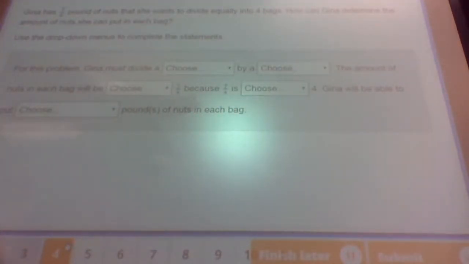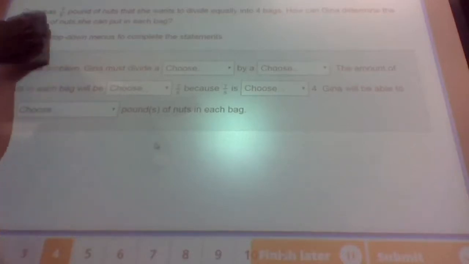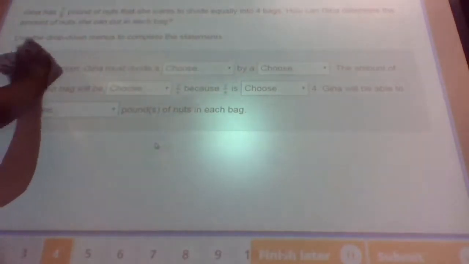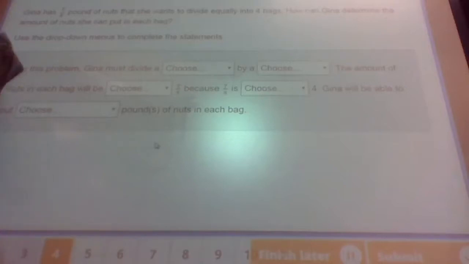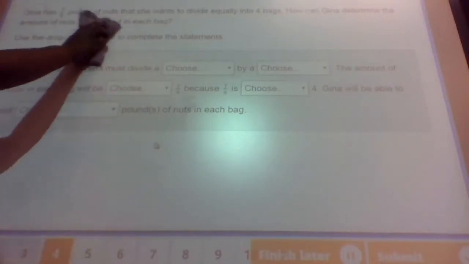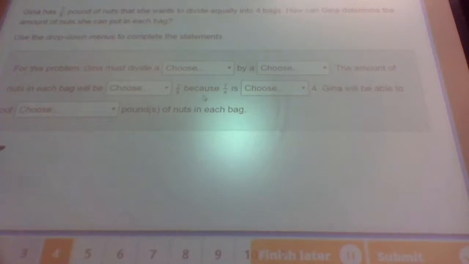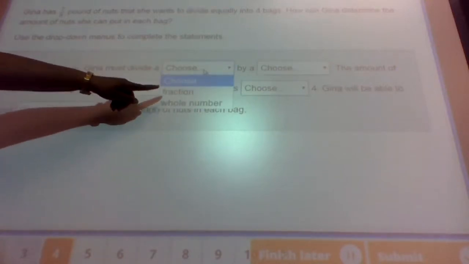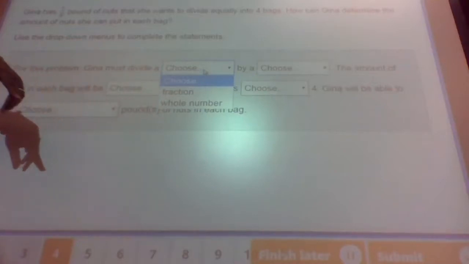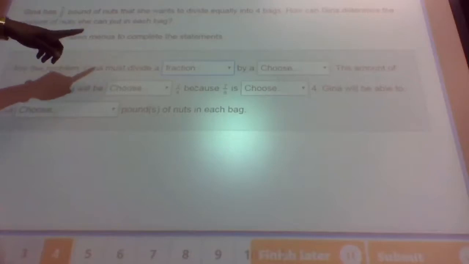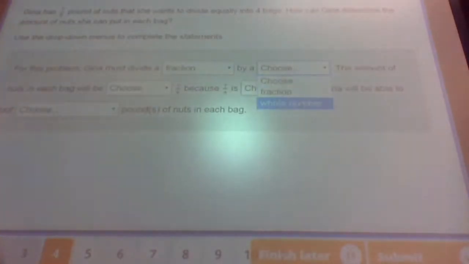All right. This one says, Gina has 7/8 pounds of nuts that she wants to divide equally into 4 bags. How can Gina determine the amount of nuts she can put into each bag? All right. So Gina must divide a blank by a blank. So let's look at our first choice. Gina must divide a fraction or a whole number. What is she dividing? Fraction. She's dividing a fraction by a what? Whole number.